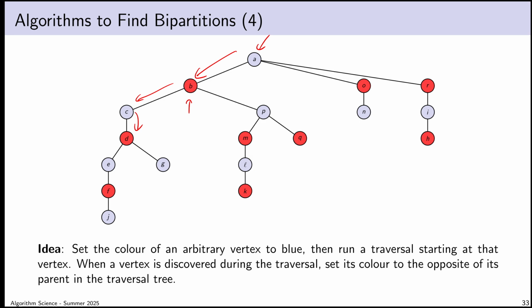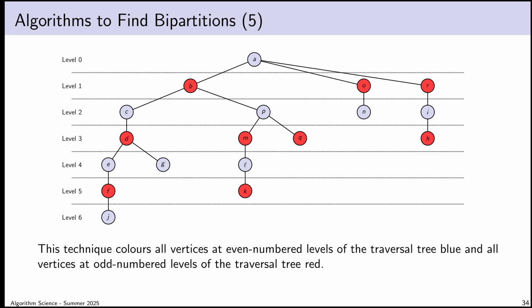Alternatively, instead of saying, okay, whenever you reach a vertex, set its color to the opposite color of its parent, we could view that operation as: generate the entire traversal tree before doing anything else. So before assigning any colors, generate the traversal tree, then set all of the vertices which appear on even numbered levels of the traversal tree to be blue, and set all of the vertices that appear on odd numbered levels to be red.